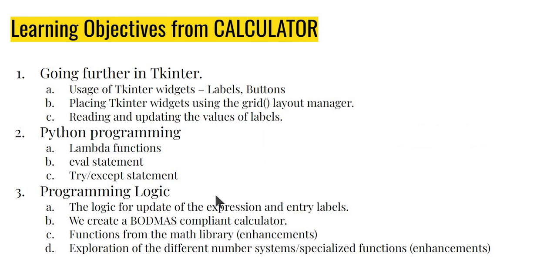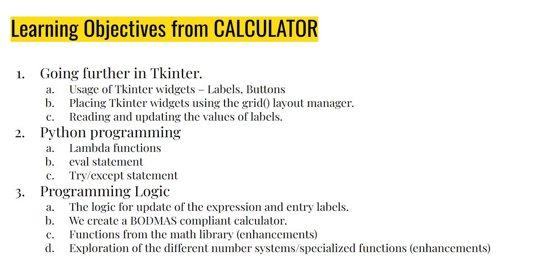So what are the learning objectives from the calculator project? Well, first things first, we are going to go further in Tkinter. The way we are going to build this calculator is by using a Tkinter window and widgets. So the specific widgets we'll use are labels and buttons. We will place these widgets onto the window using what is called the grid method, which allows us to place these in a very regular pattern. Now that's actually quite interesting. We use it elsewhere as well. We are also going to see how we can read and update the value of the different labels, and that's an integral part of the program.